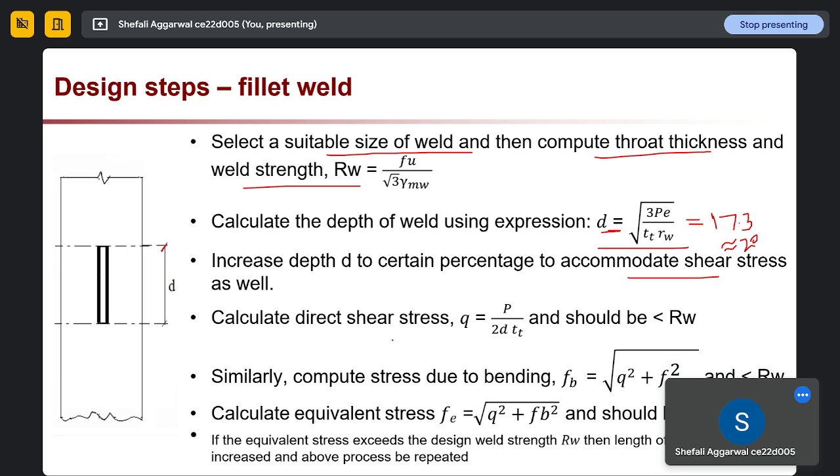Next we will calculate shear stress. Shear stress again will be given by load upon area. Area in this case is 2d into t, throat thickness.